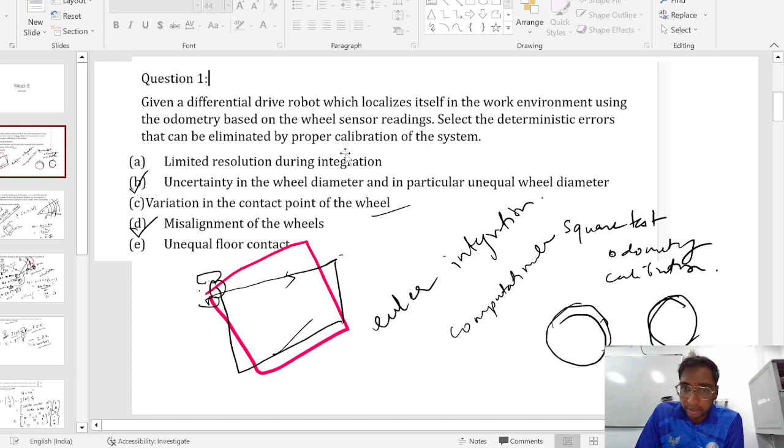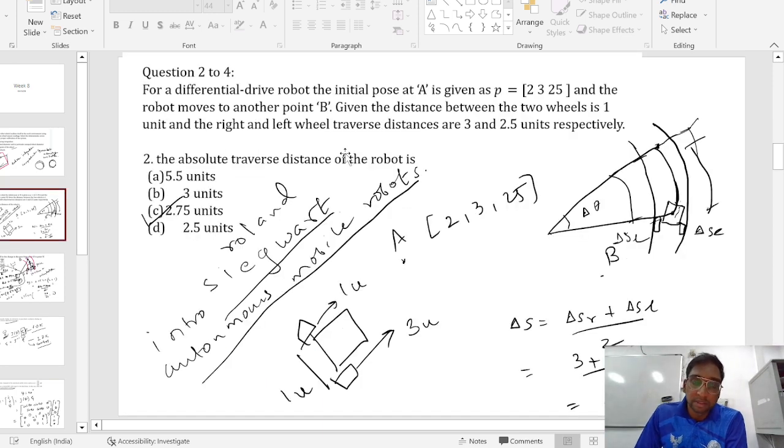Uncertainty in wheel diameter: obviously, we can measure the wheel diameter, and in particular, unequal wheel diameter. Variation in contact point of the wheel is not something in our hands. It's very hard and very stochastic, so that doesn't fall under deterministic. Misalignment of wheels, yes. Options B and D will cause the same pattern in the error, and that pattern can be identified and eliminated, which is what is called calibration. Let's move on to the next question.